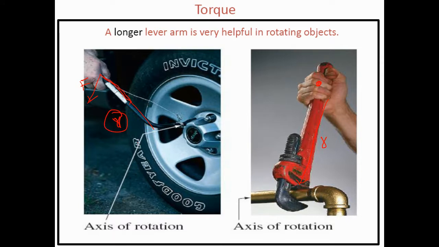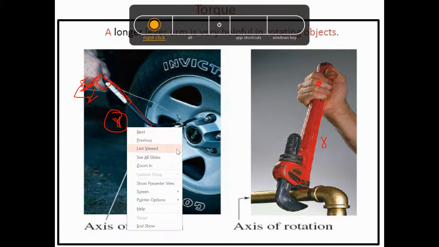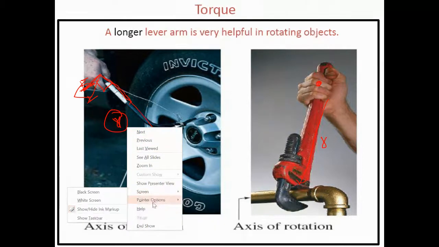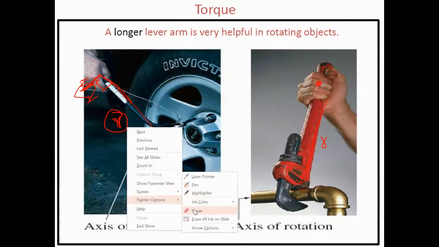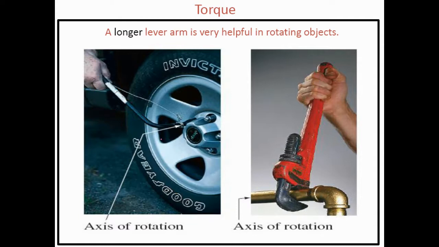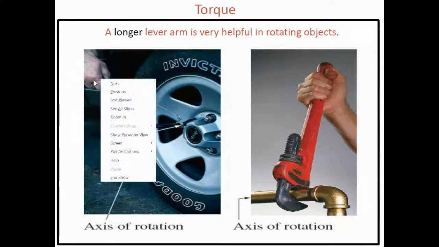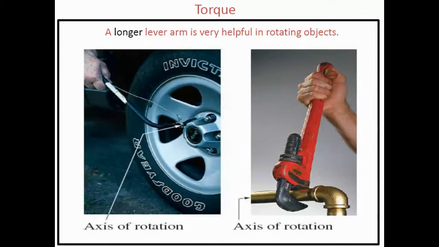Now you can see, what is the angle here? It is 90 degrees. So if you put 90 degrees, how can you write the formula? We already studied this formula in chapter number 3. In this direction you are going to apply the force, perpendicular to the radius. This is my R, and this is my force. Now what is the angle? It's exactly 90 degrees. So how can you write the torque formula?